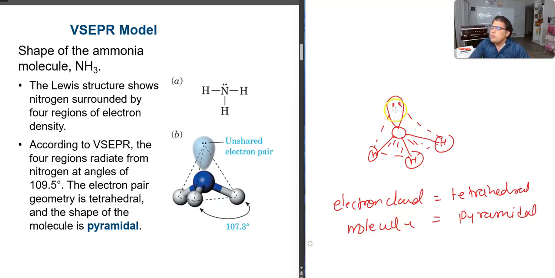The lone pair electrons are inside the atom, right? But they have a cloud. This is not a real structure, it is just a cloud. That's why if you include the cloud, it looks tetrahedral. But if you don't include that, only the atoms, the shape of the molecule is pyramidal, and the geometry of the cloud is tetrahedral. So that happens in NH3.